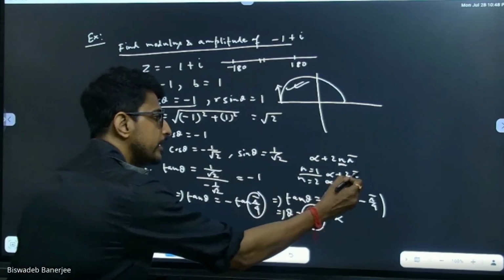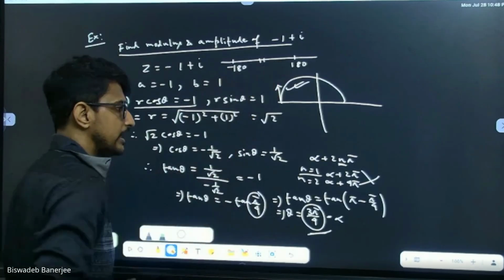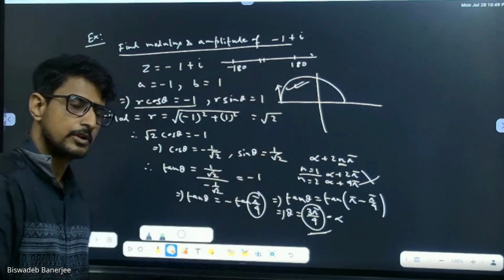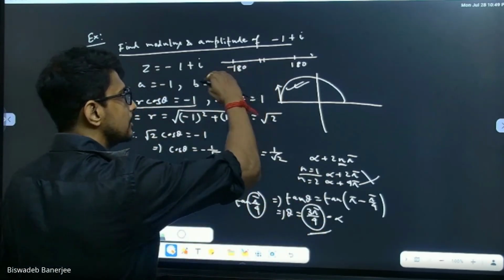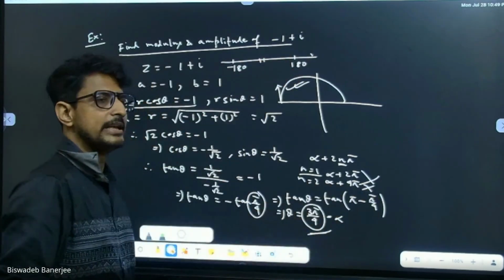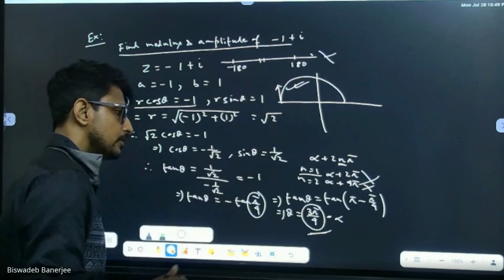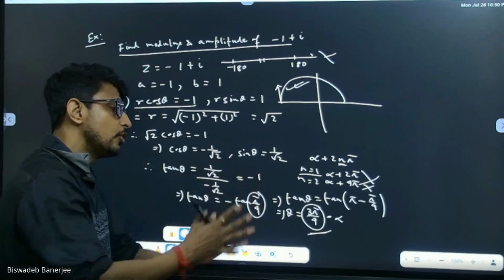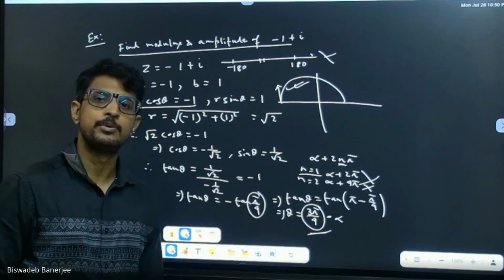But we are not going to consider all this because my principal amplitude always lies between this range. You can see that all these values are outside this range, because this value 3 pi by 4 plus 2 pi is totally outside this range, and this value is again outside this range. So we are not going to consider all these values. We shall consider only this value as my principal amplitude.